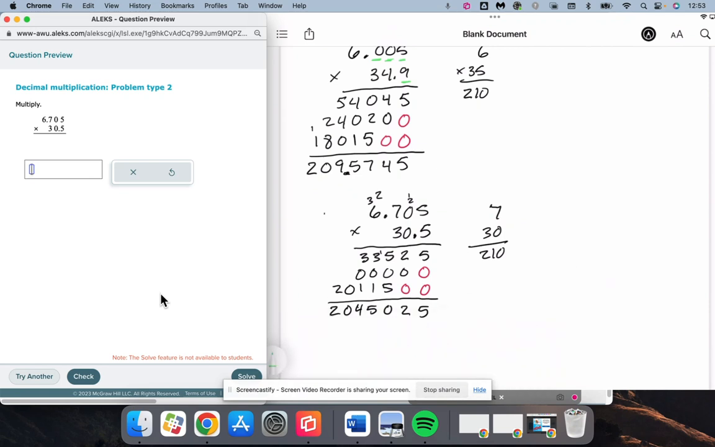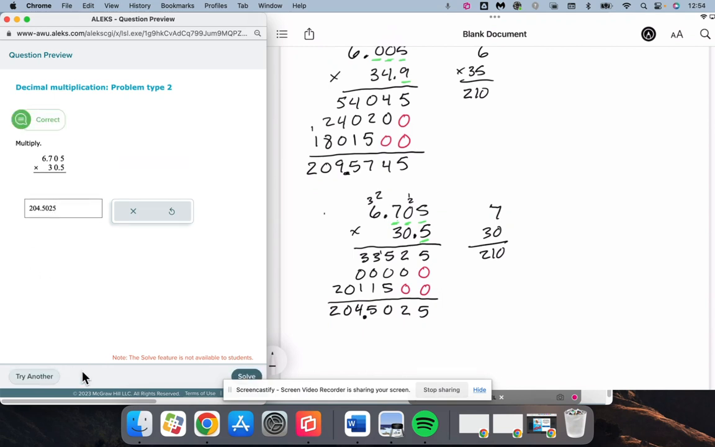Let's count the decimal places that we've got. We've got 1, 2, 3, 4 digits after the decimal there. So we need 4 digits after the decimal in our answer, which gives us 204.5025. And that's reasonably close to 210, and that is a correct answer.